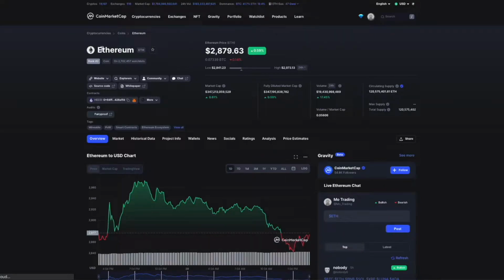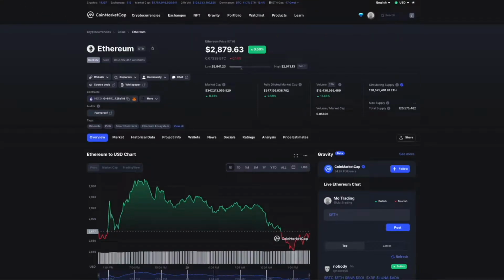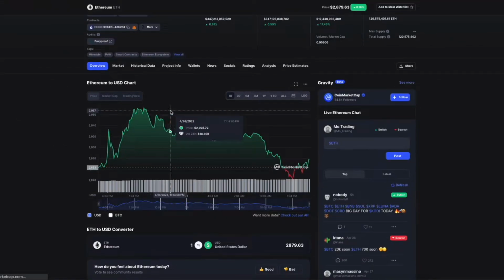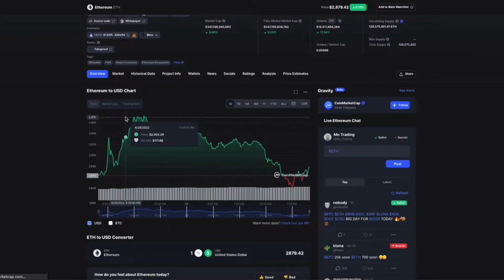So as you can see here on CoinMarketCap, Ethereum is currently up 0.16% at the time of recording. You can pretty much see here on the daily chart provided by CoinMarketCap that Ethereum did reach the daily high of around 2.972k, and then we did reach the daily low of around 2.84k.